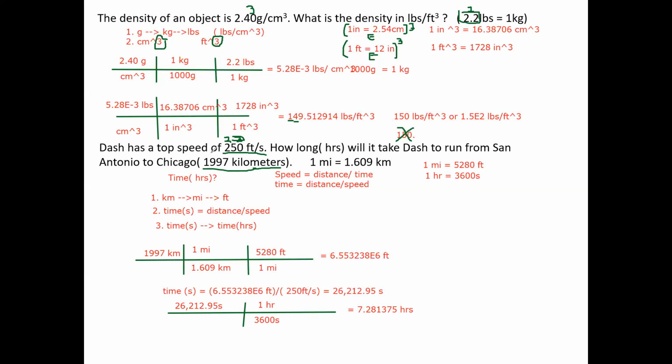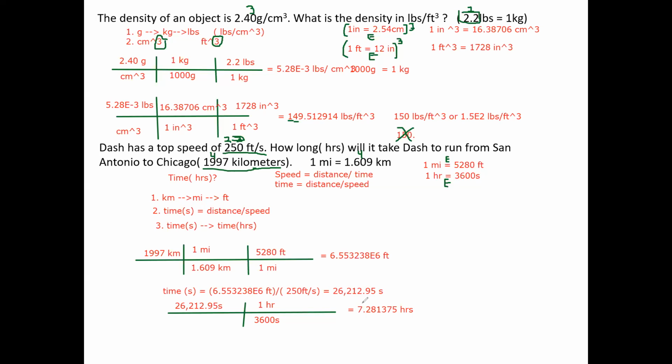1997 has 4 significant figures, 1 mile, 1.609 kilometers. A mile is the English unit, kilometer is the metric. So this would have 4 significant figures. Now 1 mile, 5,280 feet. Feet and mile are both the English system, so it's exact. 1 hour is 3,600 seconds. Hour and second are in the same system of measurement, so this would also be exact.